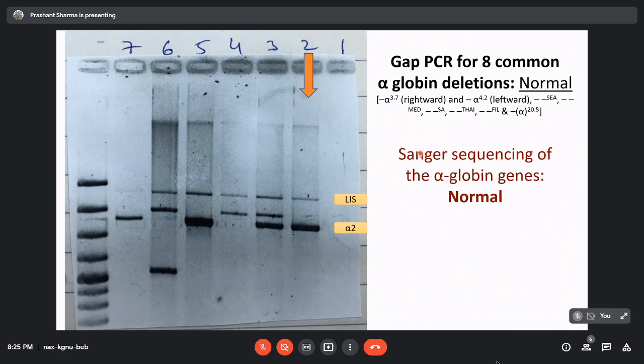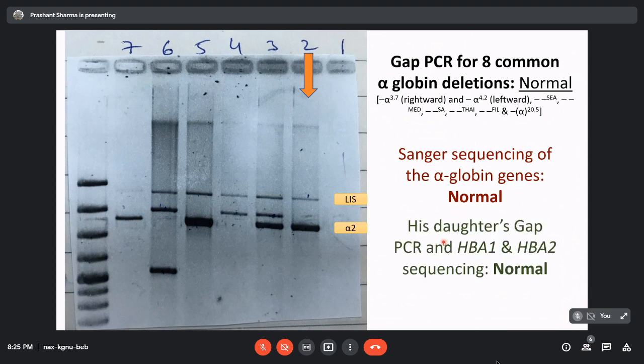So we then went ahead and did Sanger sequencing. We'd seen a case earlier where HbH disease was happening due to hemoglobin Constant Spring plus a deletion, but in this particular patient, sequencing was also normal. His daughter was also coming with him, and we did her gap PCR and sequencing, and they were also normal. So now the suspicion of acquired HbH disease seems really strong, because we can't find a deletion, we can't find a thalassemic mutation.